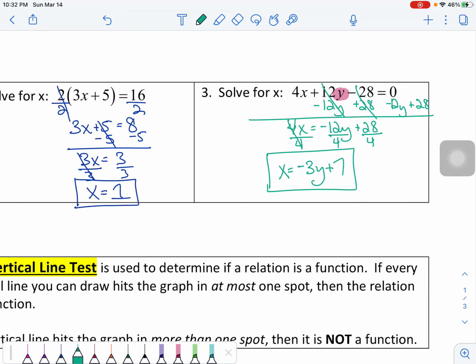I'm going to go ahead and close the video here for just this warm-up, and then the next video we'll get into the vertical line test, functions, being invertible, and all that fun stuff.